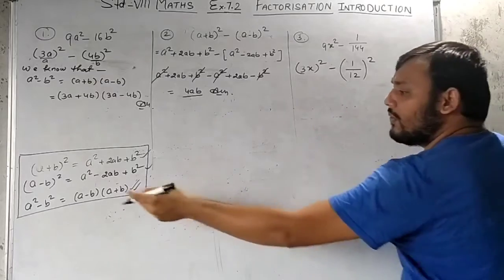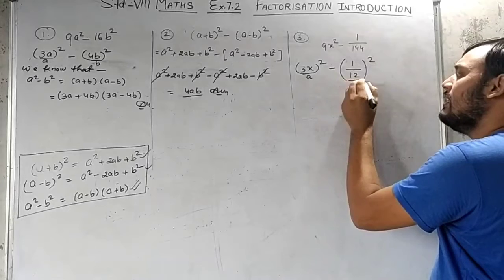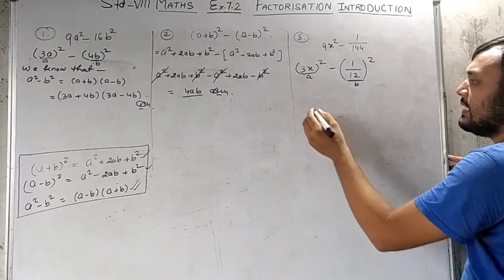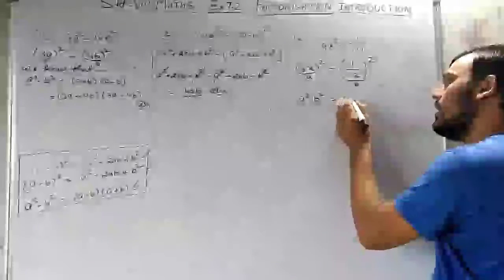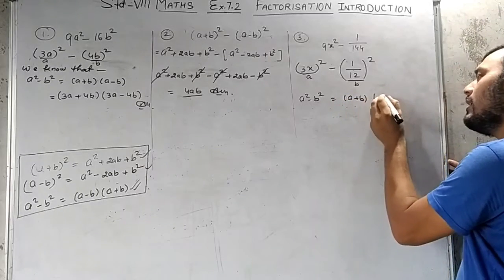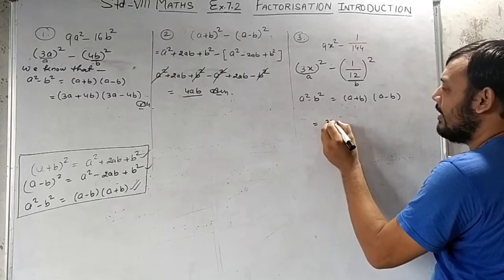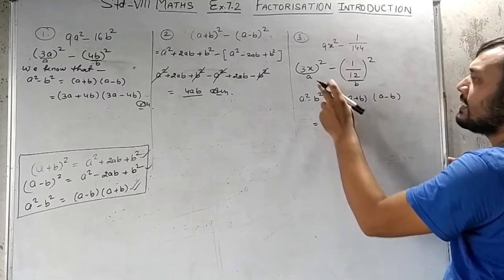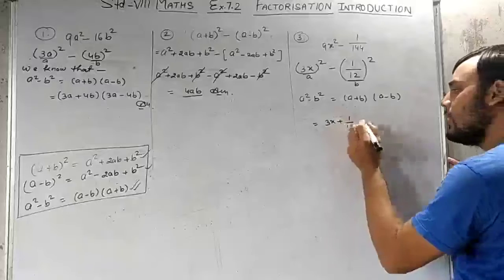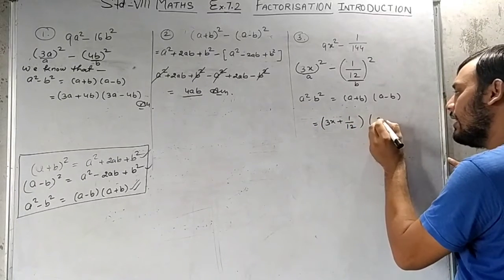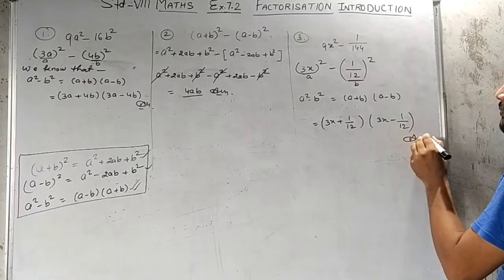So now it's the form of a square minus b square. Instead of a, what is here? 3x, and instead of b, 1 by 12 is here. So we know the formula, that is a square minus b square is equal to a plus b and a minus b. So we can write here 3x plus b, that is what? 1 by 12. 3x plus 1 by 12. Next one is 3x minus 1 by 12. So this is our final answer.